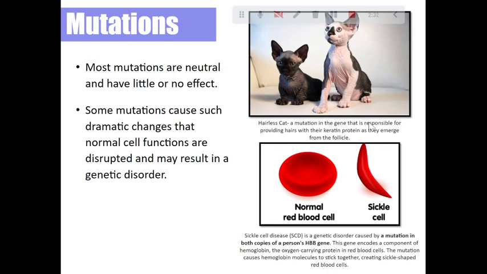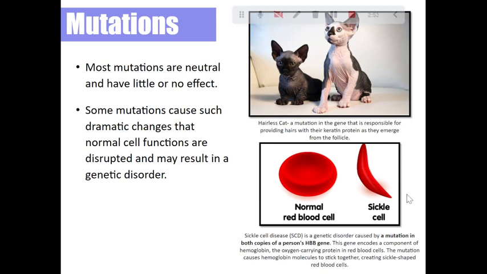One example is a hairless cat. These are hairless cats. This is a mutation in the gene that is responsible for providing hairs with their keratin protein as they emerge from the follicle. As you can see, they do not have that, so they are hairless cats. But otherwise, they're completely healthy.